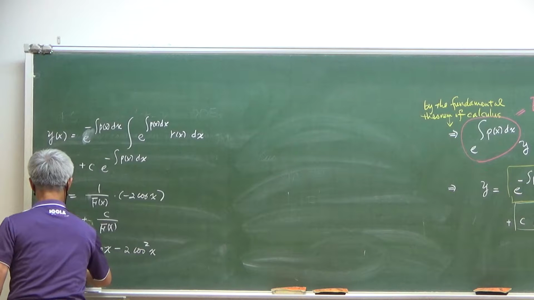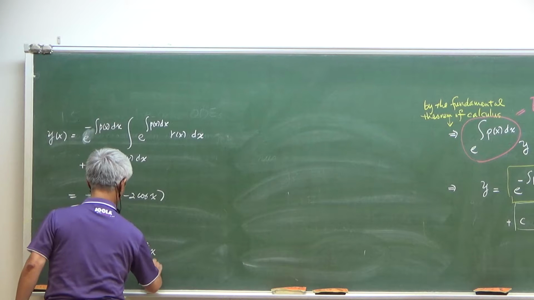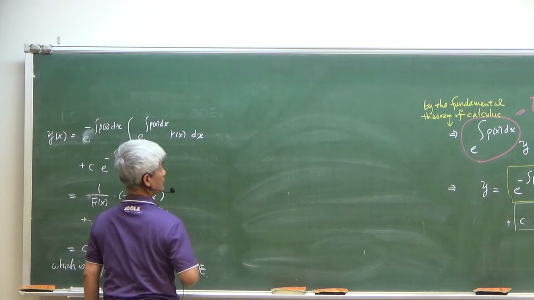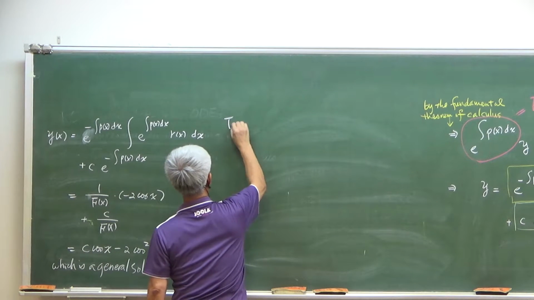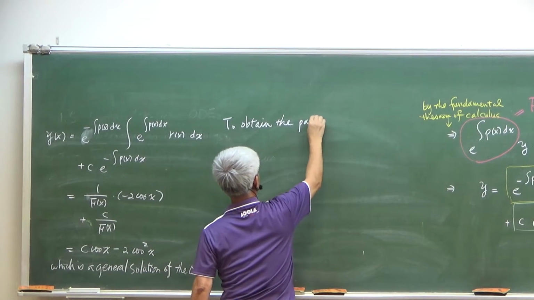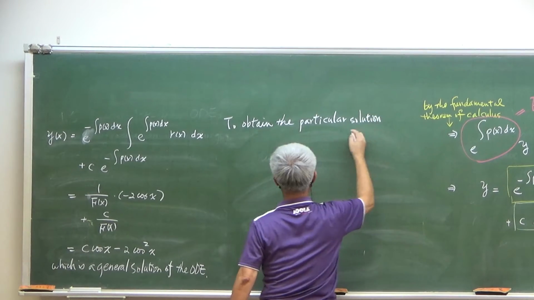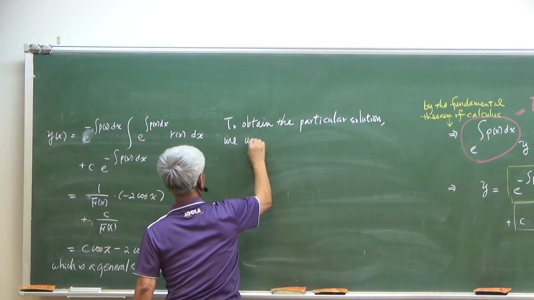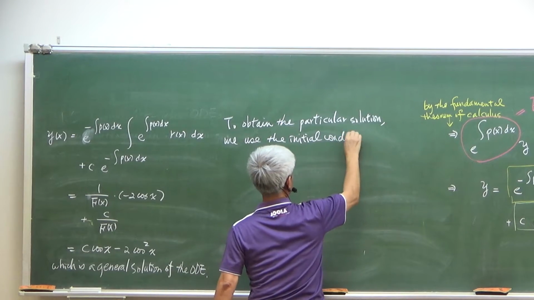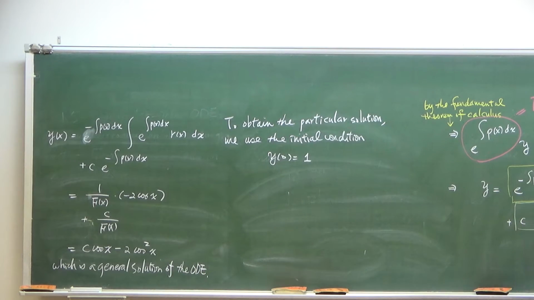Which is a general solution of the ODE. Okay? To obtain the particular solution, we use the initial condition, y of 0 equals 1 here.